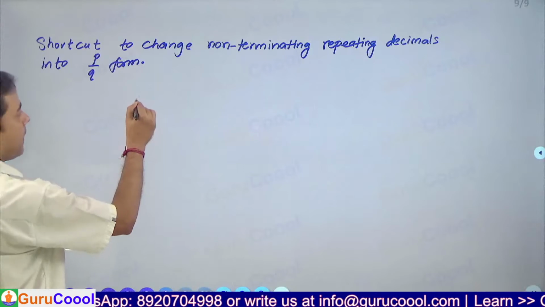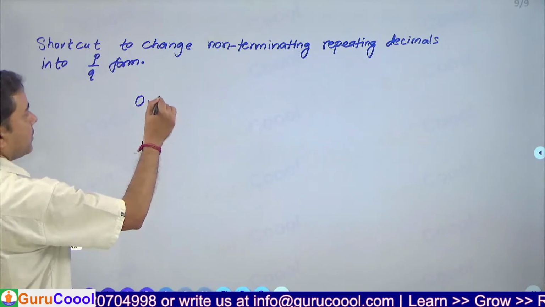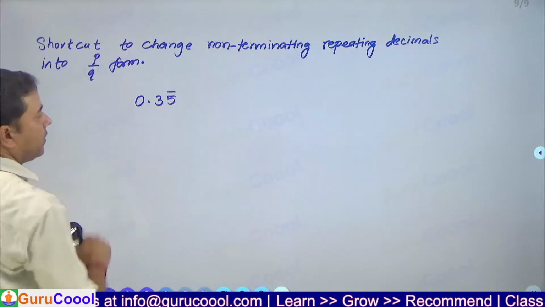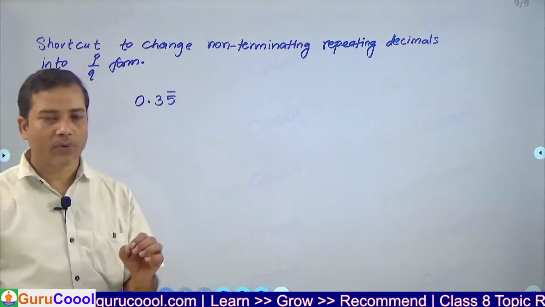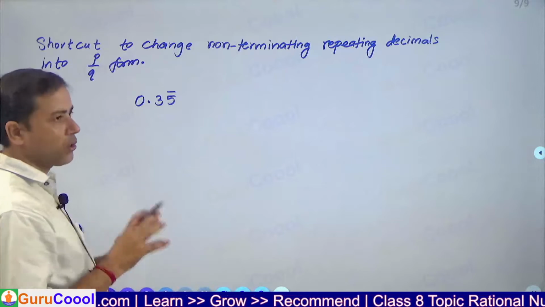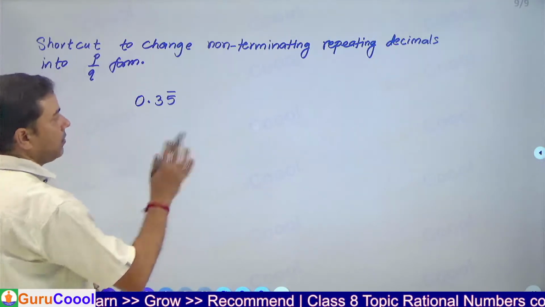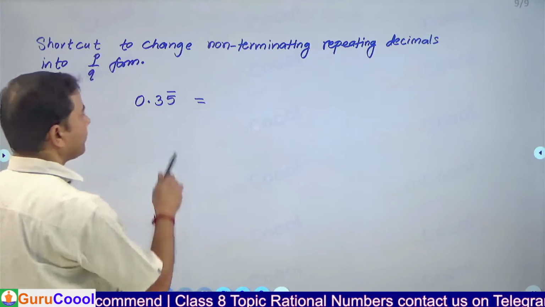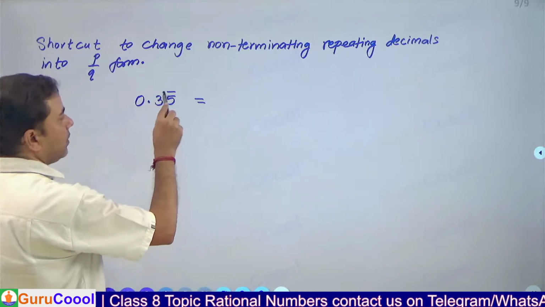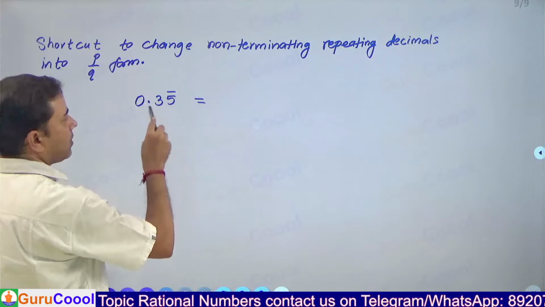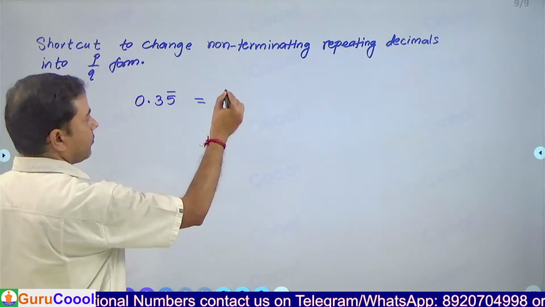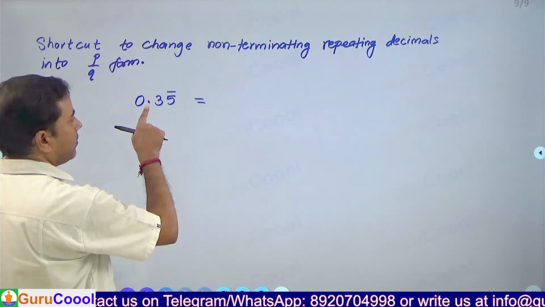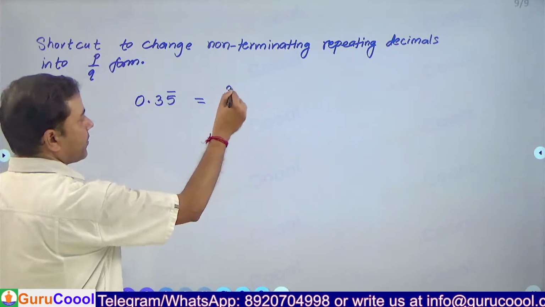See, 0.35 with a bar sign over 5. Be focused, don't miss it. This is a shortcut, very easy to understand, but if you miss it, it may be difficult. What you need to do: remove the decimal, remove the bar sign, and write everything else here. What is remaining then? Removing the bar sign and decimal, we have 35, right?